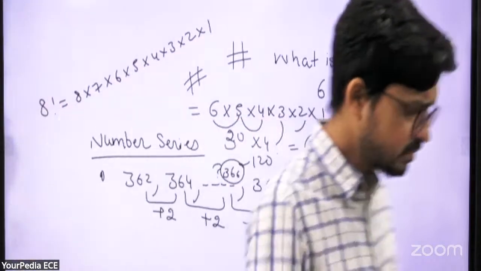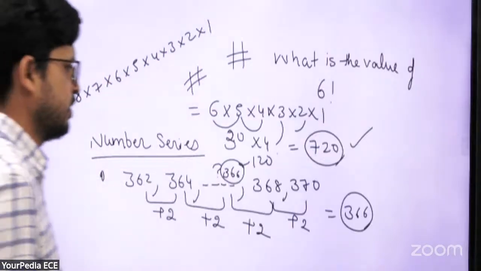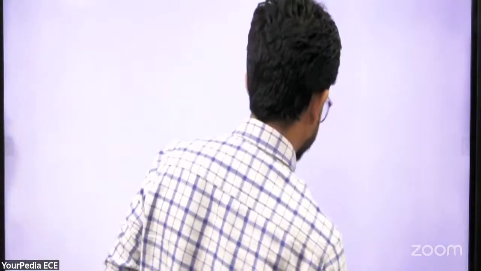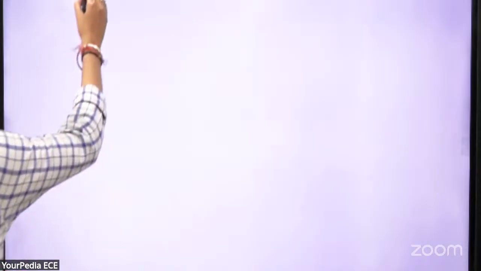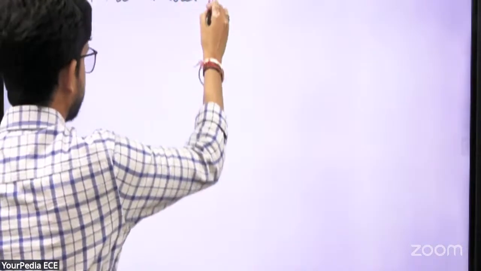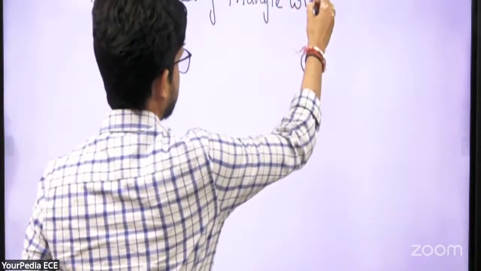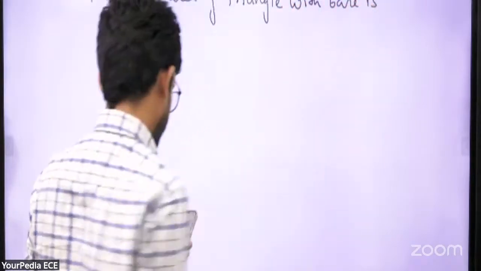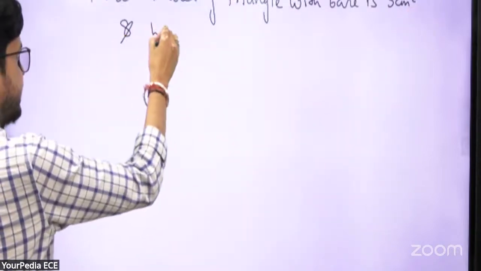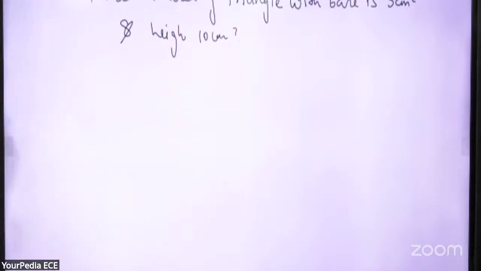ठीक है. Next is again very simple, from the aptitude, a very basic question. Just now I received the question, that is: find the area of triangle with base equal to 5 centimeter and height equal to 10 centimeter. So he was asking what is the area of triangle.